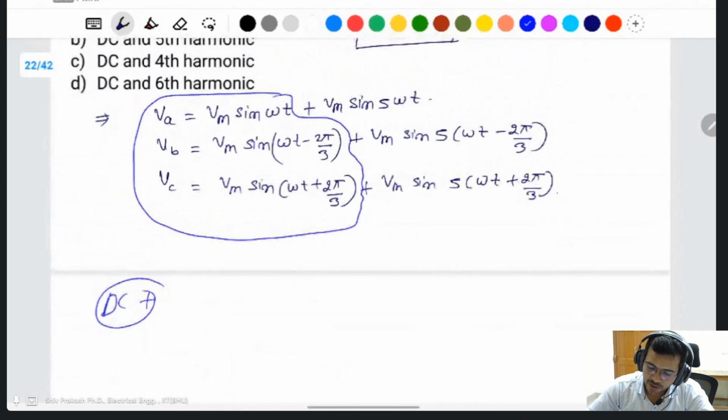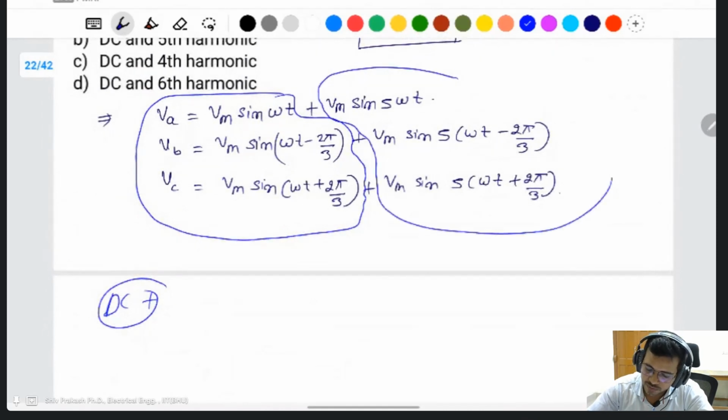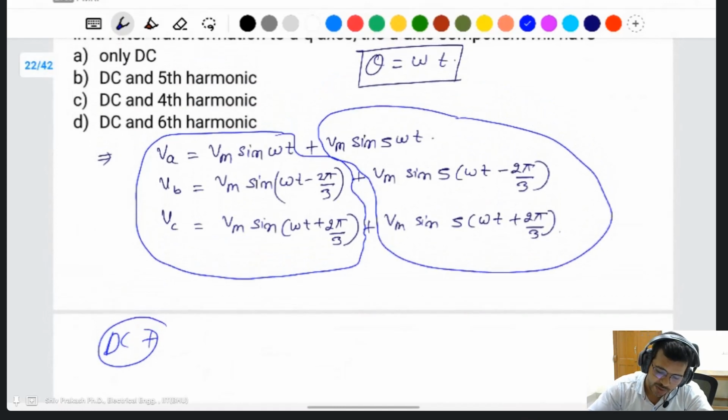Then this DC voltage is fixed, plus, due to the fifth harmonic component, it has some harmonic component also. Then what is the value of this one? The options are given as only DC or some harmonics: fifth harmonics, fourth harmonics, or sixth harmonics. What is this one? Only DC. DC is there. Okay, by this ABC system, the DC component will be there. But because of the fifth harmonic component, some harmonic component is also there. It is not only DC. This will be the incorrect option.